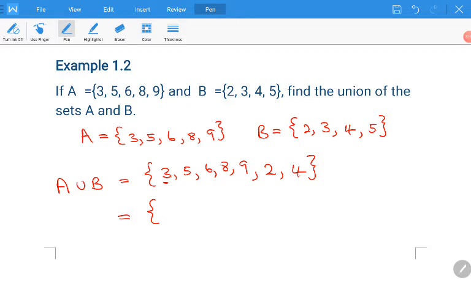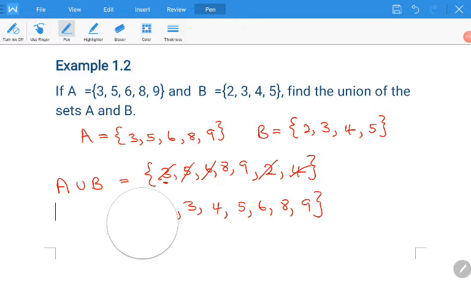It's up to you to put these elements in ascending order, but it's not mandatory. So we have 2, we have 3, we have 4, we have 5, we have 6, we have 8, and we have 9. So I've put the elements in ascending order, although it's not mandatory for you to do.